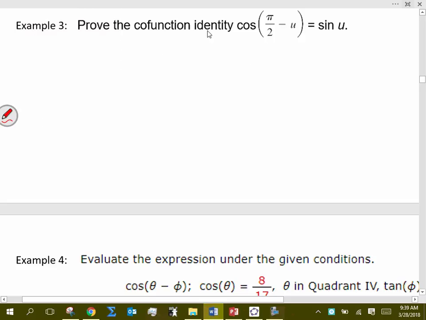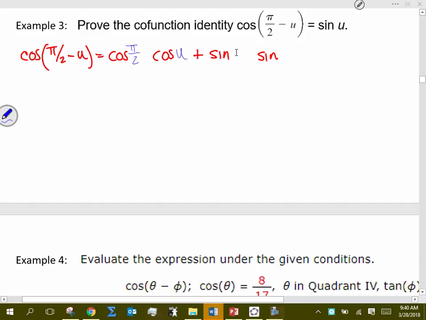All right, so let's prove the cofunction identity: cosine of pi over 2 minus u is equal to sine u. Okay. Well, this is a difference, right? It's a difference of two angles. So I'm going to rewrite cosine of pi over 2 minus u as cosine, cosine, cosine, sine, sine. I'm going to go back through and put in my angles: pi over 2, u, pi over 2, u.